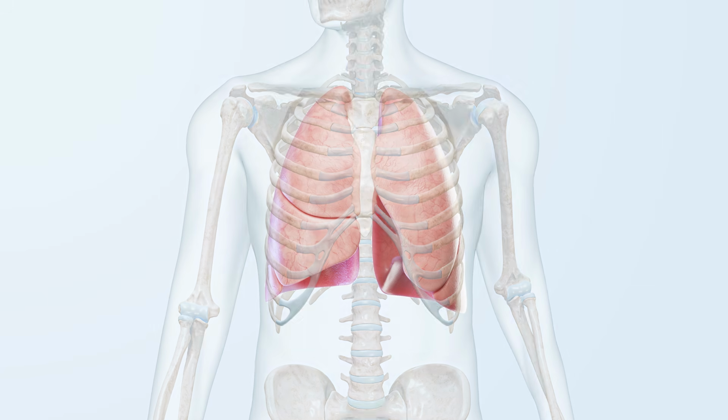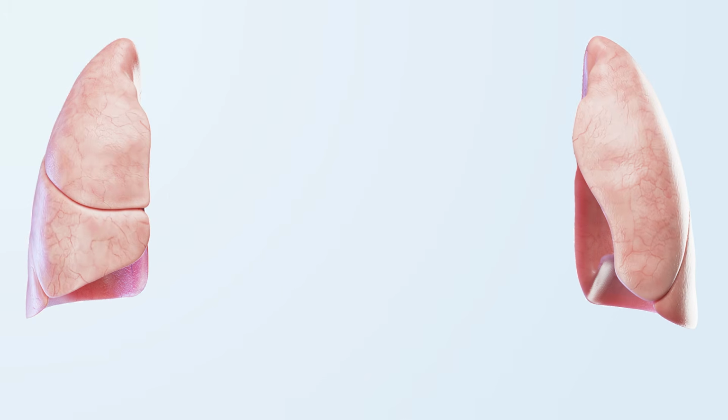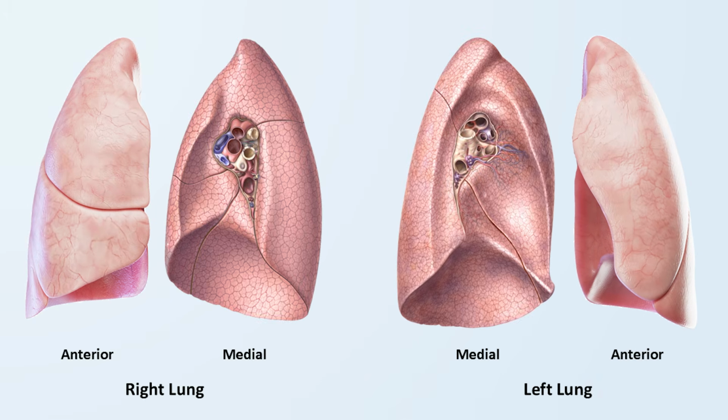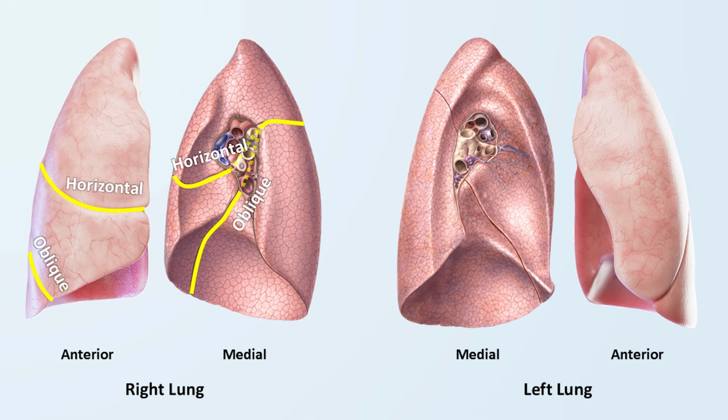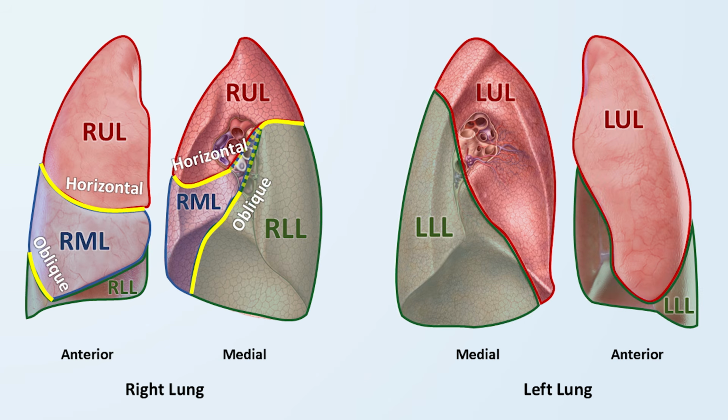To see how these lobes and fissures relate to one another, let's look at the front and medial faces of both lungs together. The right lung has two fissures, the horizontal fissure and the oblique fissure. This separates the right lung into a right upper lobe, a relatively smaller right middle lobe, and a right lower lobe. The left lung has two lobes, the left upper and left lower, separated by the oblique fissure.